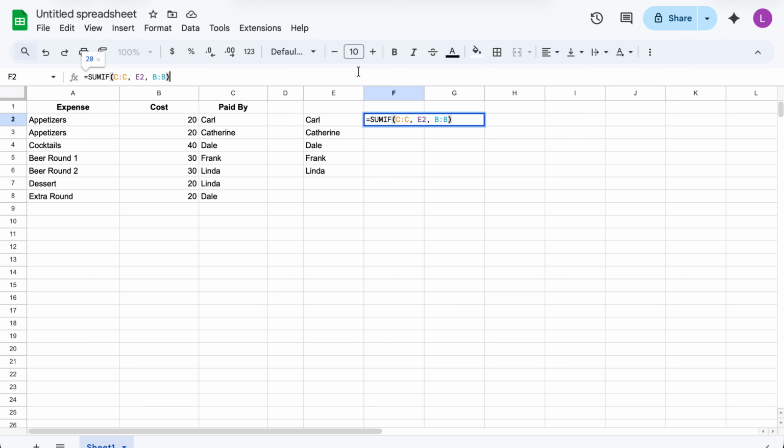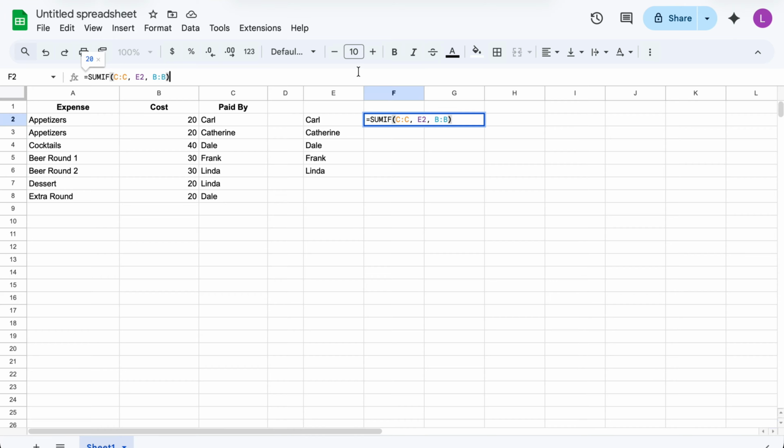Step 1. List the expenses. Here's our example. Everyone paid for something, but the group is sharing the total, so now we need the math. Step 2. Calculate how much each person paid.